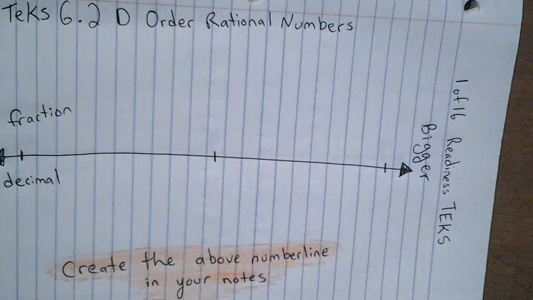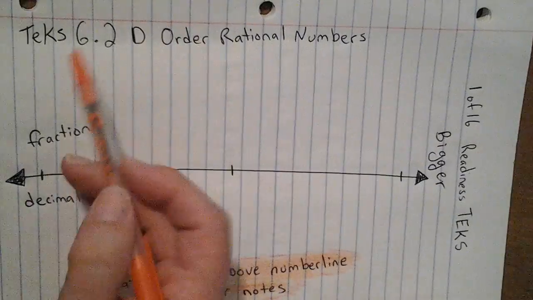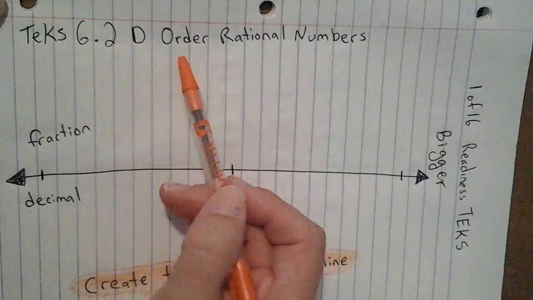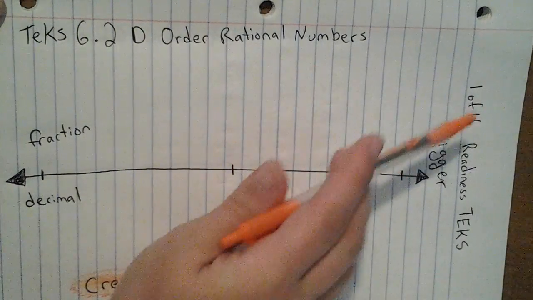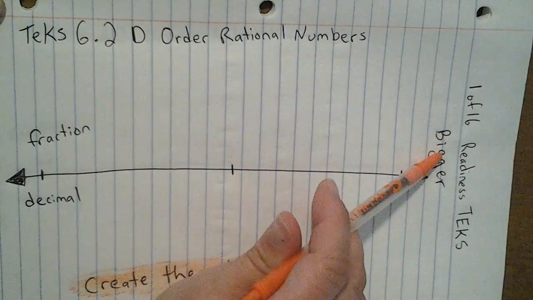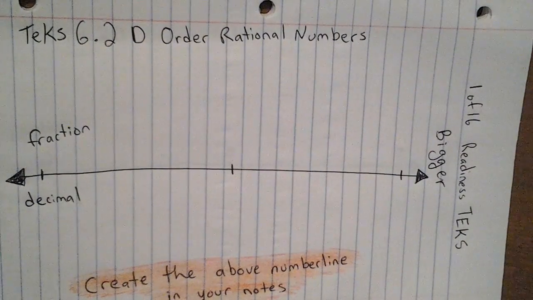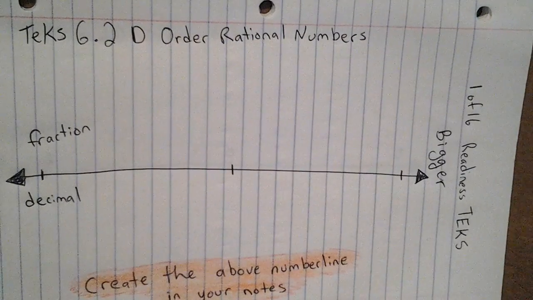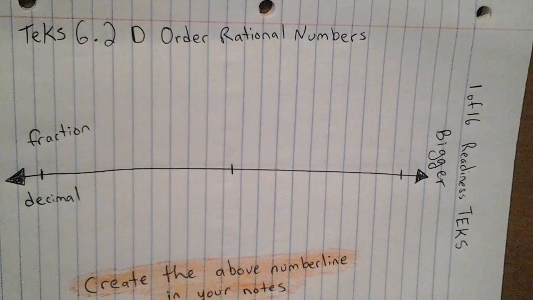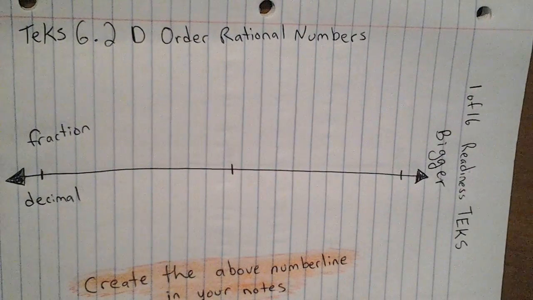Welcome. Today we're going to talk about TEK 6.2D, ordering rational numbers. This is the first of 16 readiness TEKS that we will be responsible for. The readiness TEKS you're going to see have a lot more steps than a lot of the other TEKS. We will not be able to learn every aspect of this TEK today, but this will get you started.